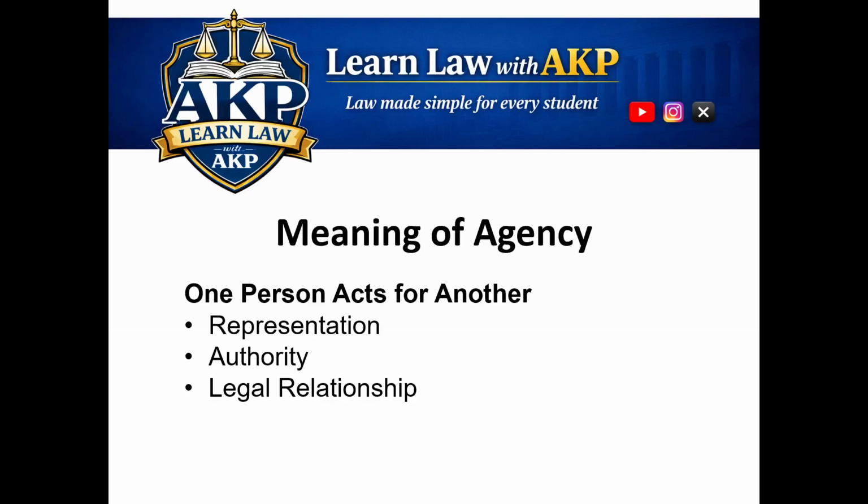Agency means a legal relationship where one person acts on behalf of another person. In simple words, a person authorizes another person to perform acts or enter contracts for him. The person acting is called the agent. The person for whom the act is done is called the principal. This relationship creates legal rights and obligations. Agency helps people conduct business efficiently without being physically present everywhere.